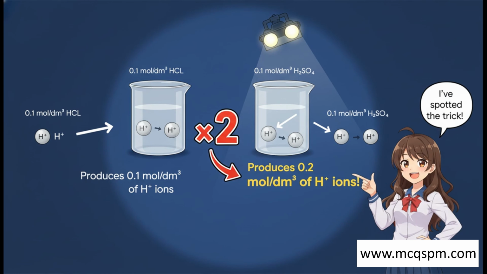And here's why that's a total game changer. Let's say you have a 0.1 molar solution of sulphuric acid. Because each molecule gives off two H+ ions, you actually end up with a 0.2 molar concentration of hydrogen ions. That's literally double what you'd get from hydrochloric acid at the same concentration. And that, my friends, is the trick. Now you know exactly what to look for.